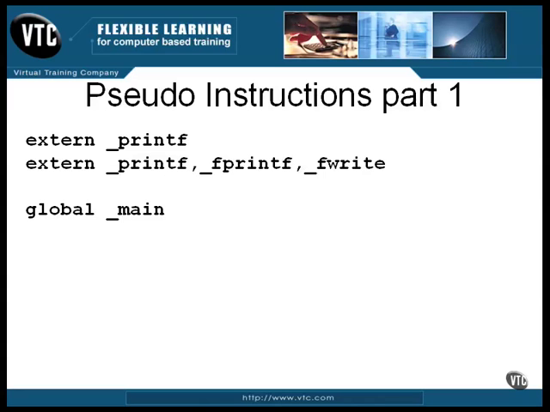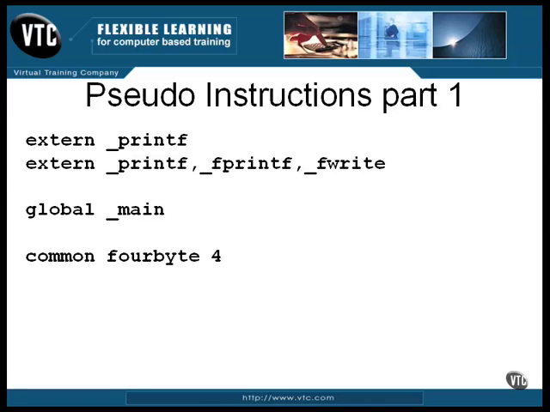The flip side of extern is global. This is a directive to tell the linker where the symbol is located in the assembly language program so any other modules that are looking for it can find it. And there is yet another one, a very special one.